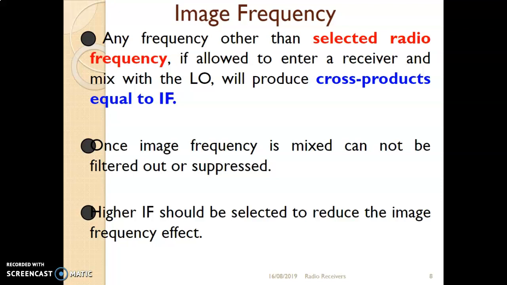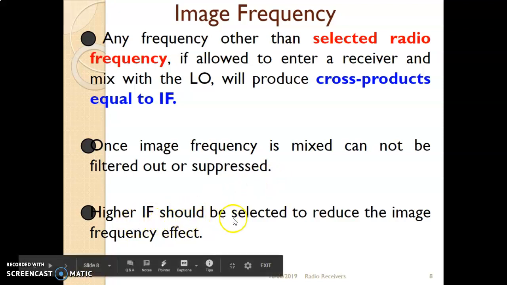You know how intermediate frequency comes? It comes from the RF and local oscillator frequency. Now image frequency is also one frequency which will produce the same IF. I'm going to take one example for understanding the image frequency concept. But once the image frequency is mixed, it cannot be filtered out or suppressed because it is going to produce the same as that of our IF signal.